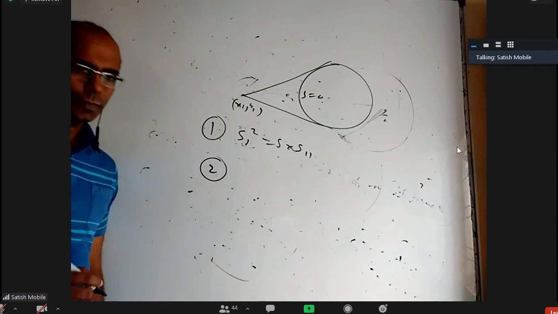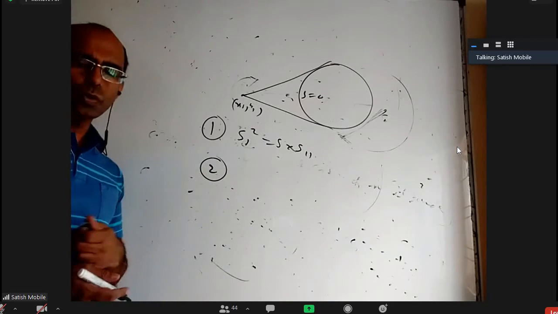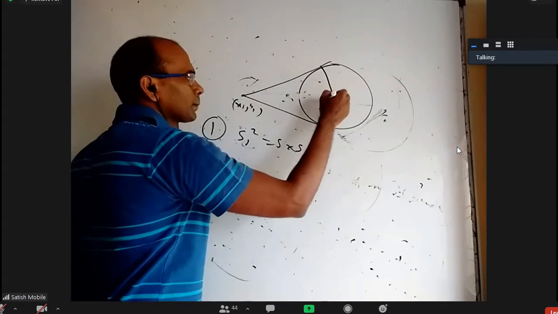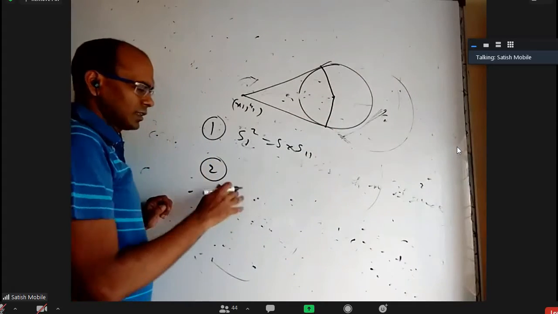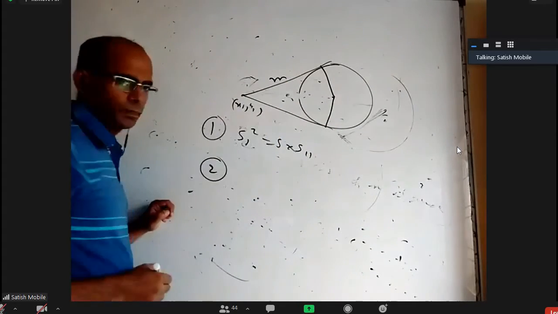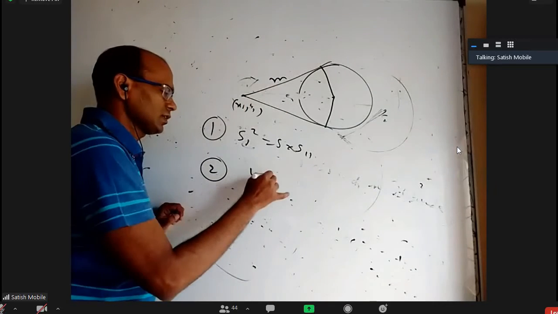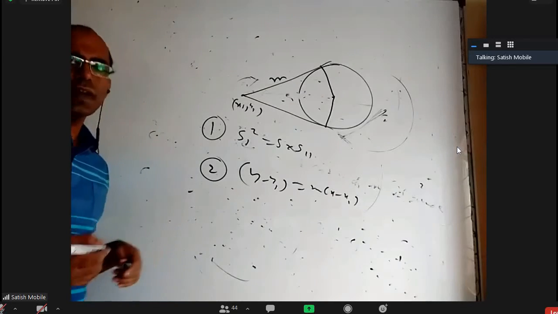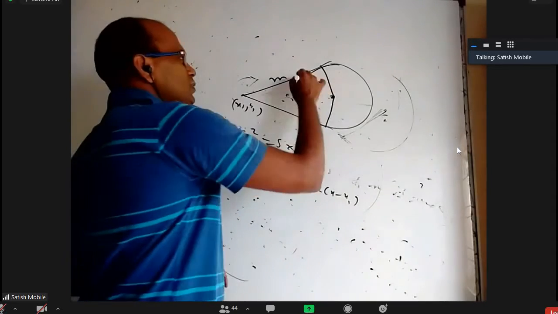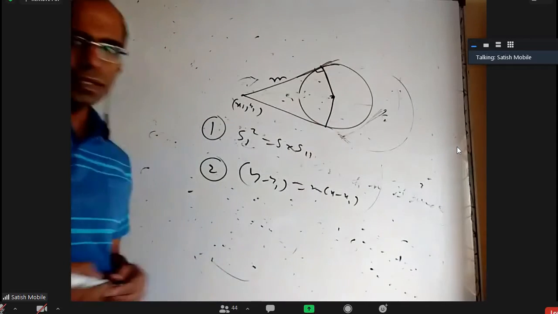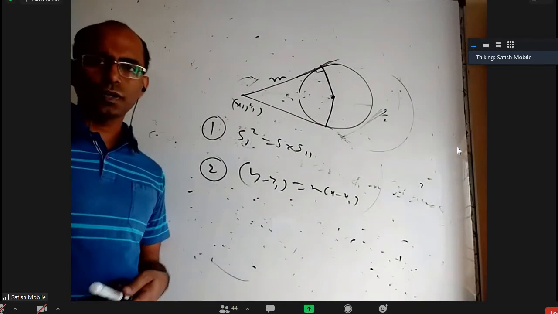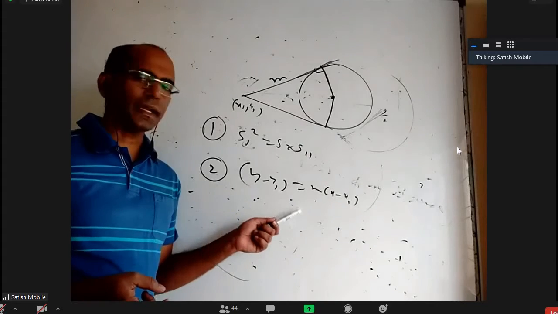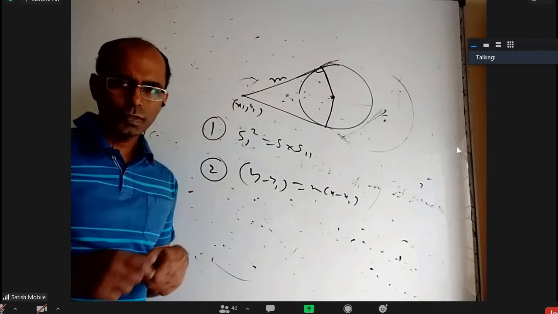Second method, I prefer the second method more than the first method maybe. Assume the slope is m. Then the equation of this line is y minus y1 equals m into x minus x1. But how to find m? The perpendicular distance from the center to this line should be the radius. Apply the distance formula and equate it to the radius. You'll get a quadratic equation in terms of m, giving two values of m. Put that m back and you'll get the two line equations. Is it okay?